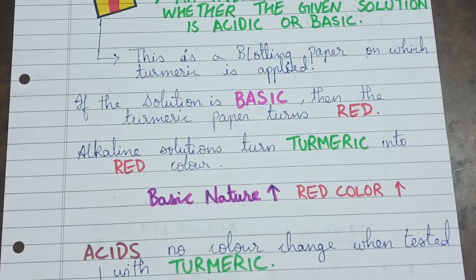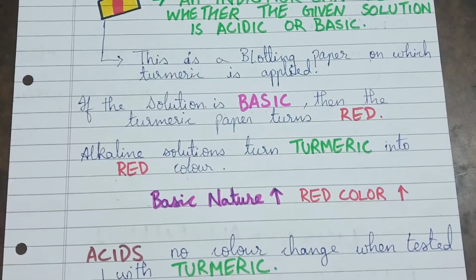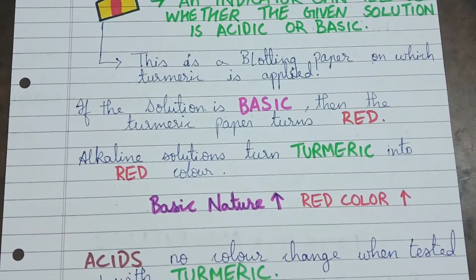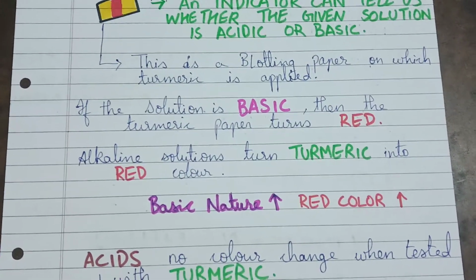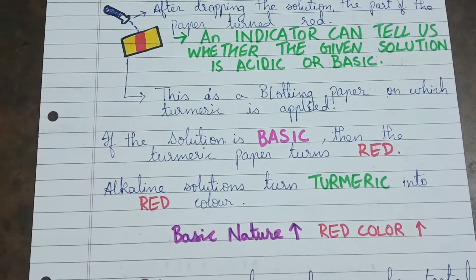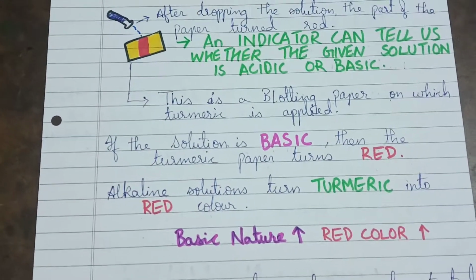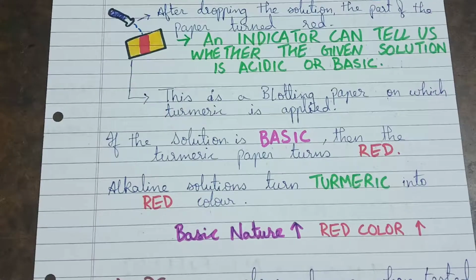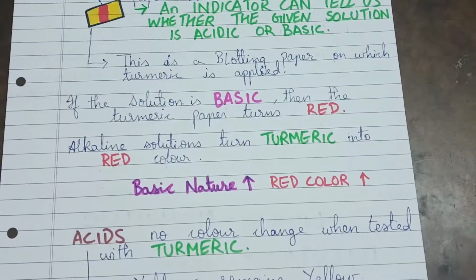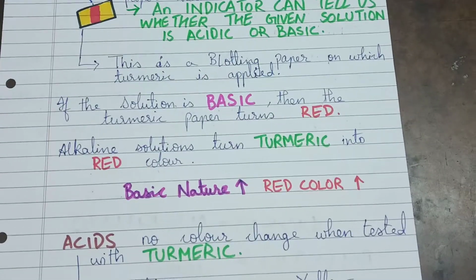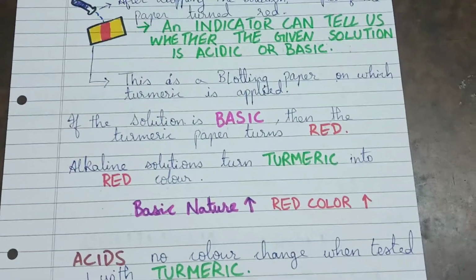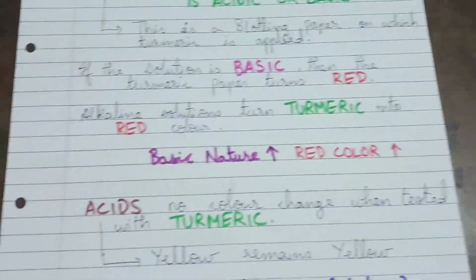Alkaline solutions are ones which have pH greater than 7. So if the solution is basic, meaning pH greater than 7, then the turmeric paper turns red. Here if you see in that example, the red color portion in the middle, the part where you drop the solution, has turned red. That means the solution is basic. As the basic nature increases, the red color will increase, from light red to dark red. If the basic nature is very high, then it is very dark red in color.